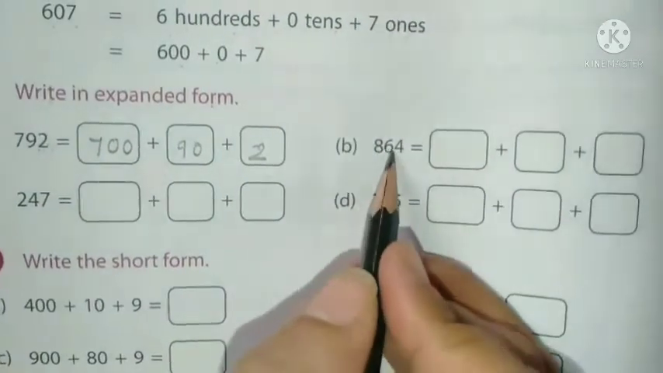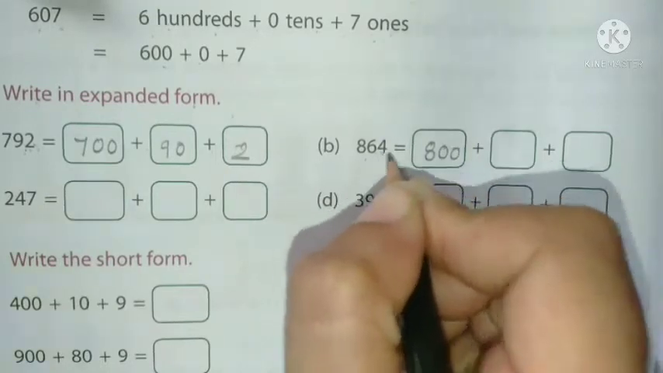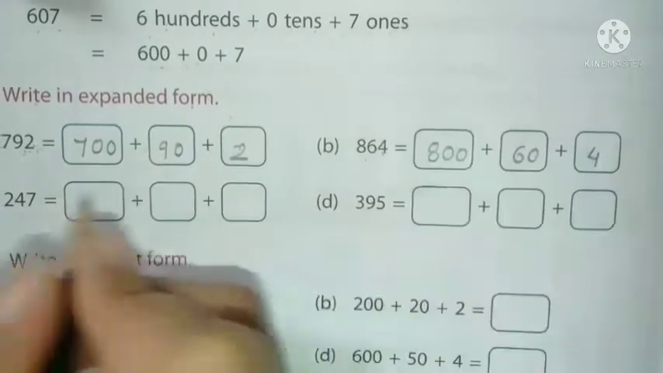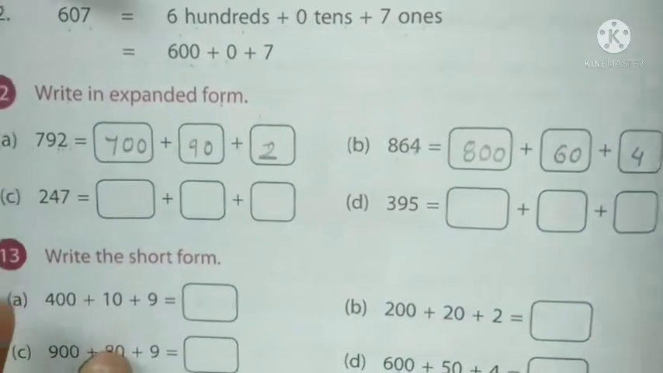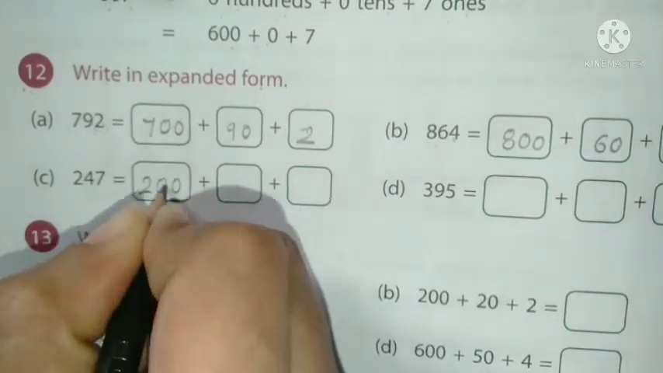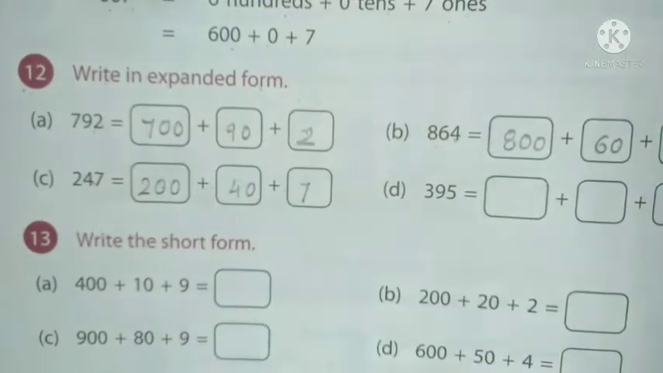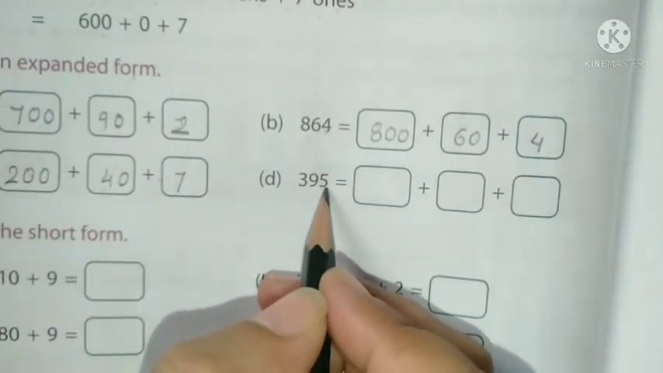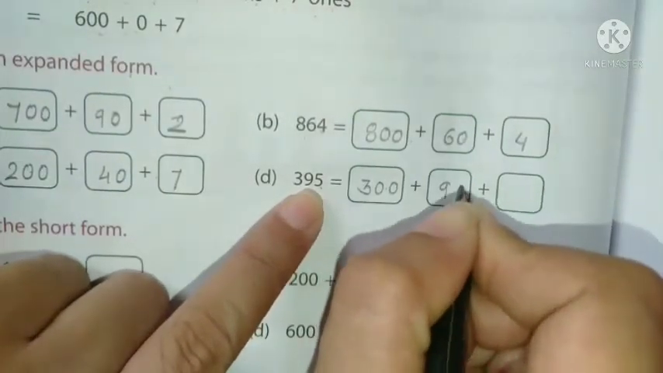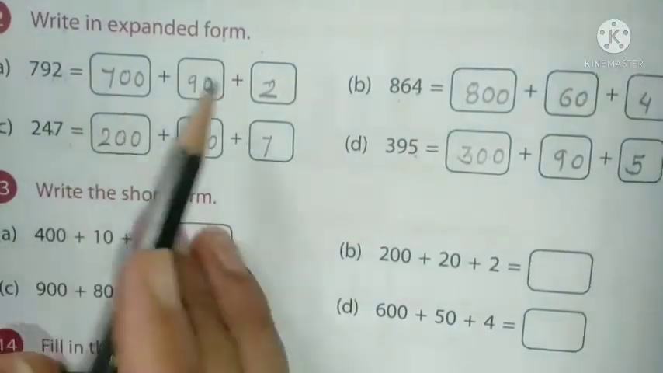Next, 864. So how we will write? 800 plus 60 plus 4. Next, 247. So 200 plus 40 plus 7. Last, 395. So how we will write? 300 plus 90 plus 5. So these all are in expanded form.